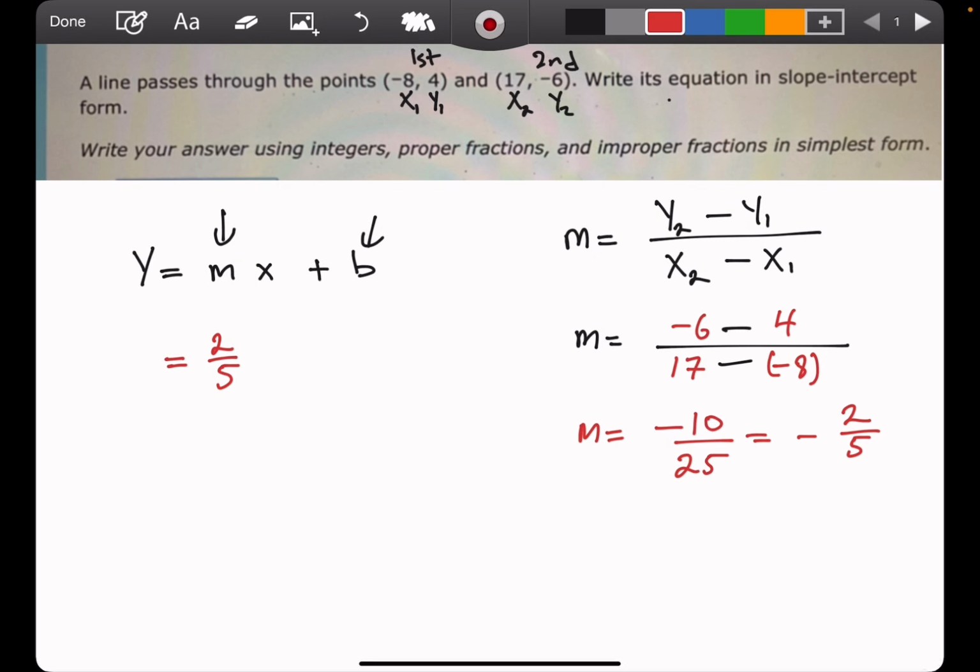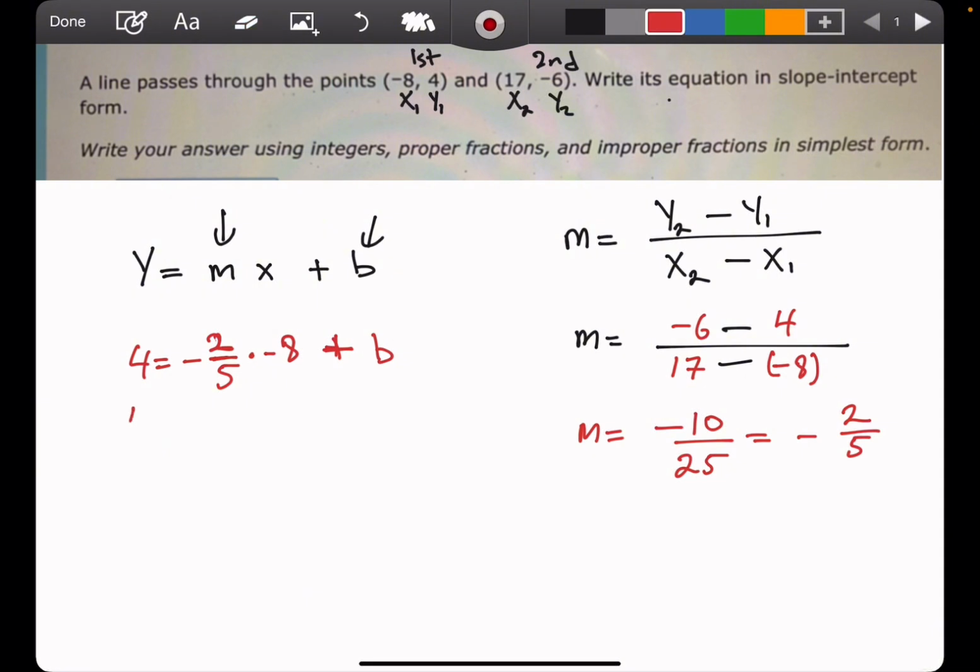So now, the first point, what is your y? Your y is 4, and your x is negative 8. Remember, the slope is negative 2 over 5. So 4 equals negative 2 over 5 times negative 8, plus b. Let's simplify this.